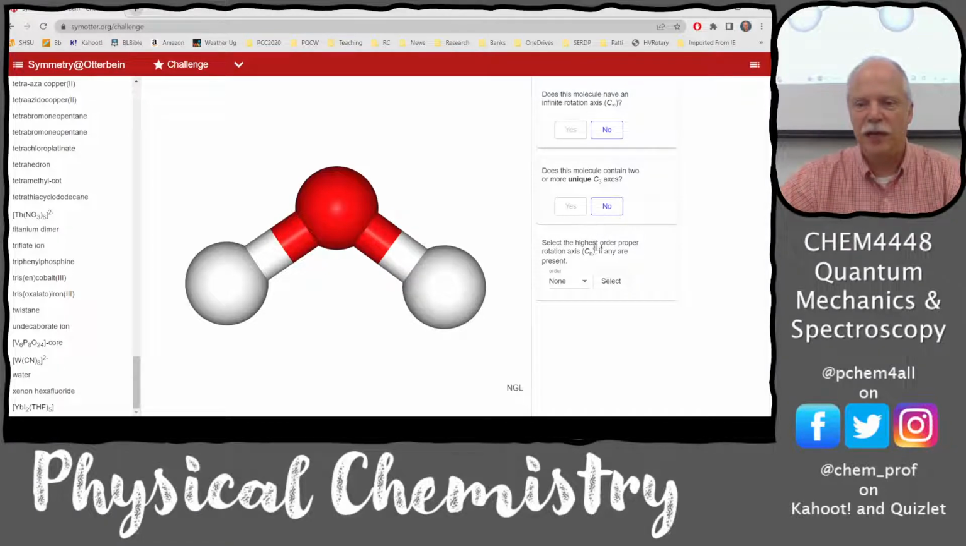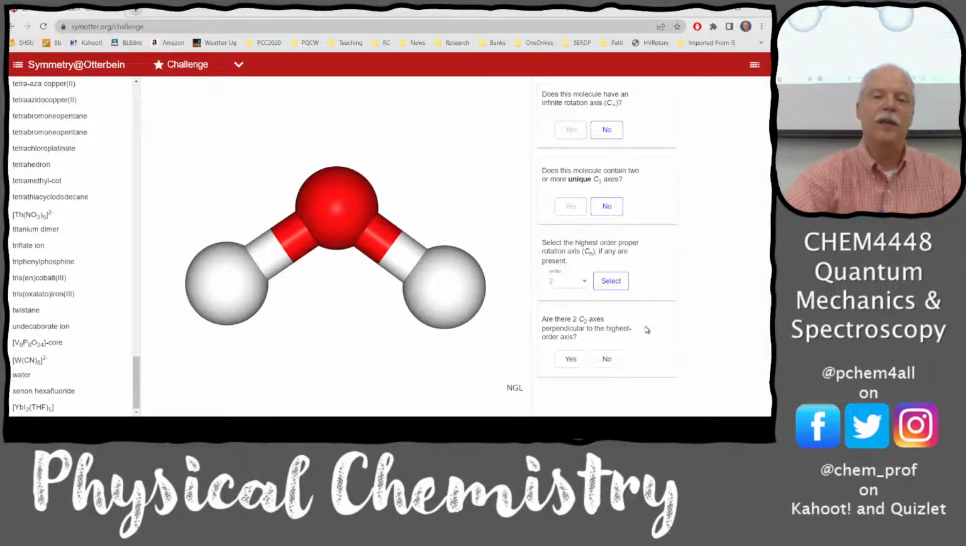Okay, so select the highest order proper rotation axis if there are any. Do we see any rotation axes? Is there any way I can rotate the molecule where it will come back to me? Twofold, yeah. If I rotate it around the oxygen, then absolutely. So twofold, select. Then it's asking, are there any perpendicular axes to that?